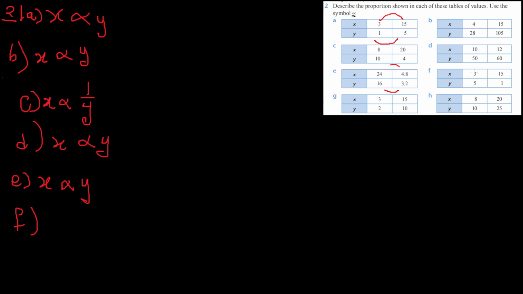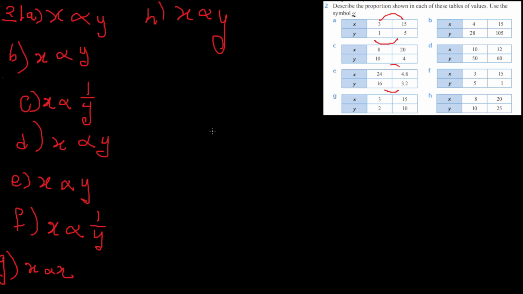And we do number F. So F, we can see 3 to 15 and 5 to 1, which means it's indirect. So 1 increases, 1 decreases. Number G, 3 to 15, 2 to 10, so it increases, so it's proportionate. H, 8 to 20 and 10 to 25, it increases. So x is proportionate to y.